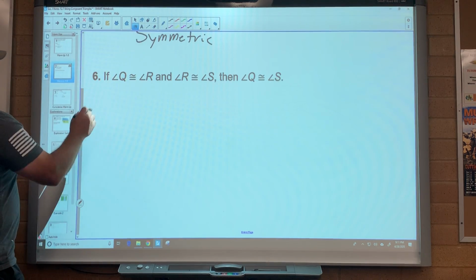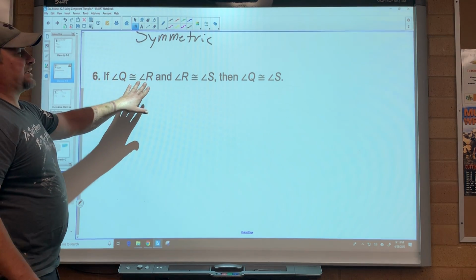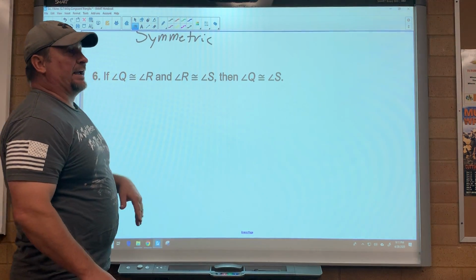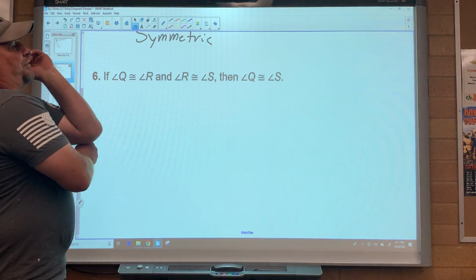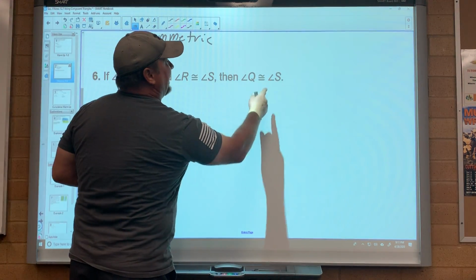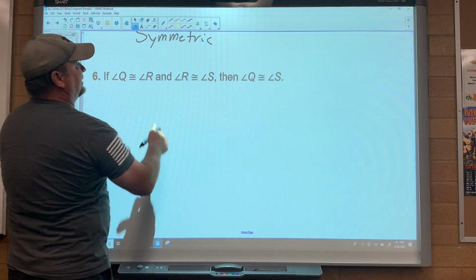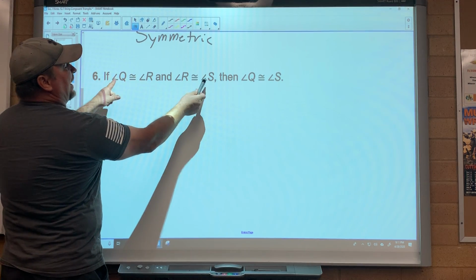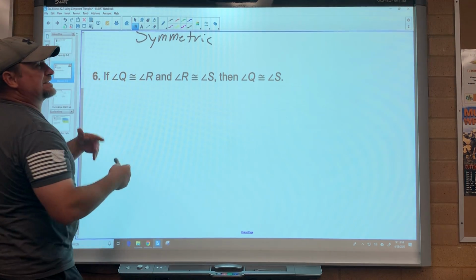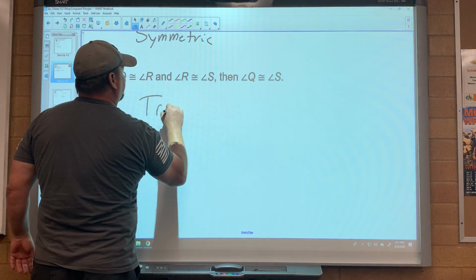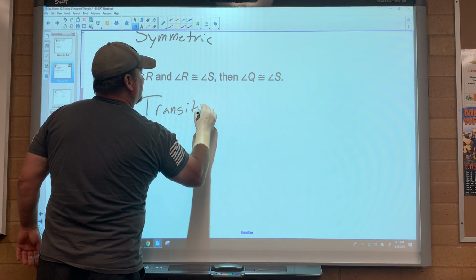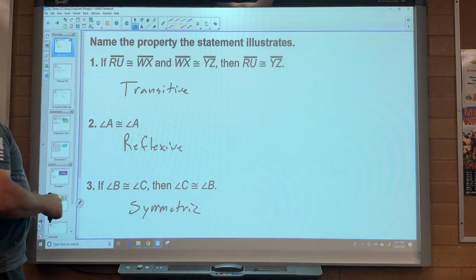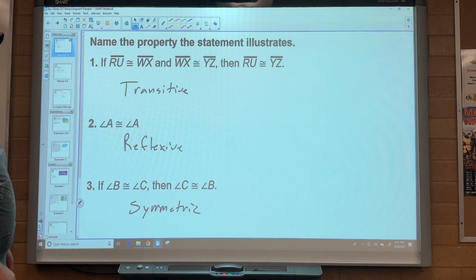And the last one, angle Q is congruent to angle R. So that's two angles that are the same. Then they say angle R is also congruent to angle S. So that's a different angle. Then we can conclude that angle Q and angle S must be the same. The two angles never were around each other, but they are the exact same because they are congruent to the same angle. We call that transitive again. So those are the rules. Those three rules help us every single time when we're doing some of these things.